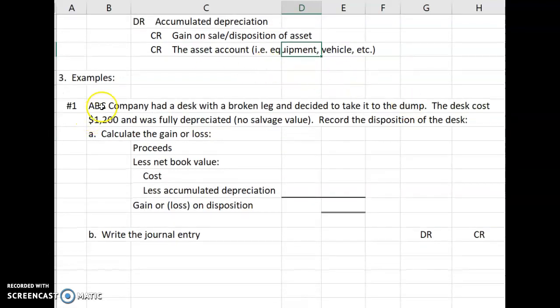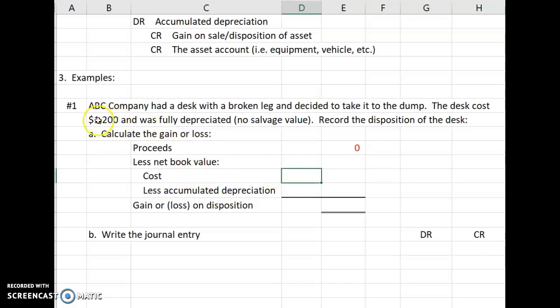Number 1, ABC Company had a desk with a broken leg and decided to take it to the dump. The desk cost $1,200 and it was fully depreciated with no salvage value. Record the disposition of the desk. Well, first we have to calculate a gain or loss, and this could be a break-even, by the way. If we took it to the dump, how much did we get paid for the desk? Absolutely nothing, so our proceeds are zero.